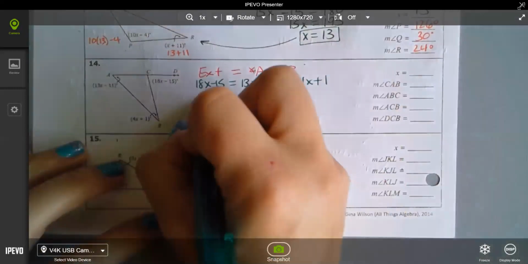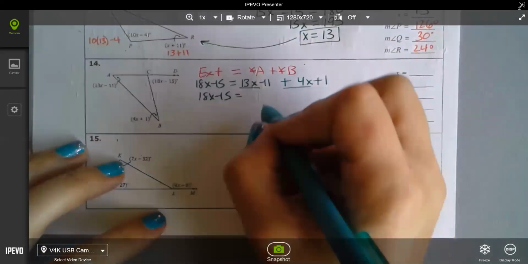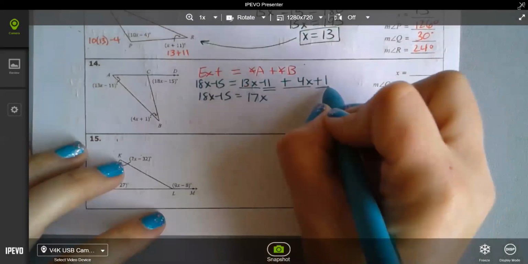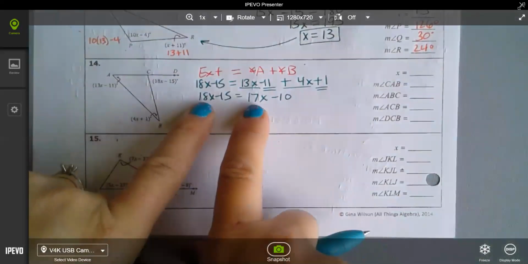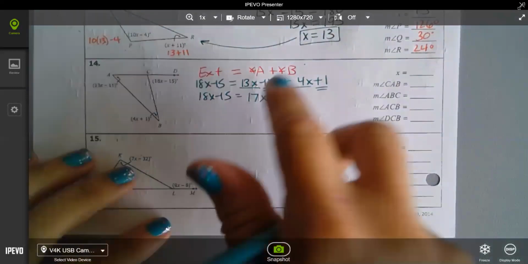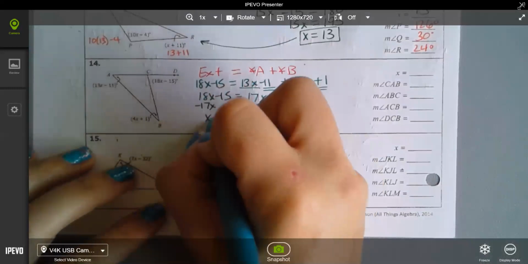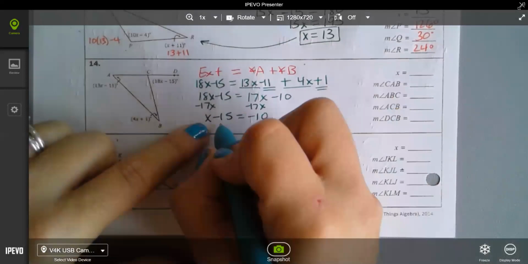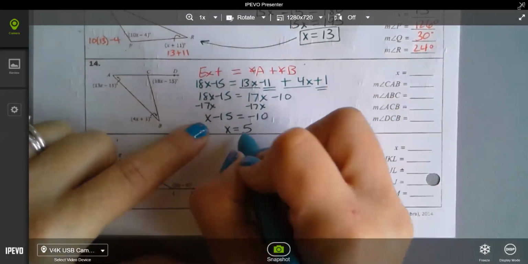Smush. 13x plus 4x is 17x. A negative 11 plus 1 is a negative 10. I've got x's on both sides. I'm moving the smaller one, so subtracting 17x on both sides. And then adding 15 on both sides. Negative 10 plus 15 is a positive 5.